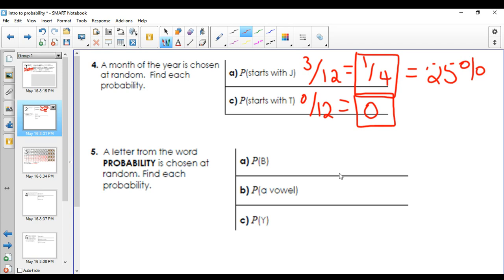Okay, probability of choosing a B. There are 2 B's in the word out of 11 total letters. That cannot be simplified any, so we just leave it as 2/11.